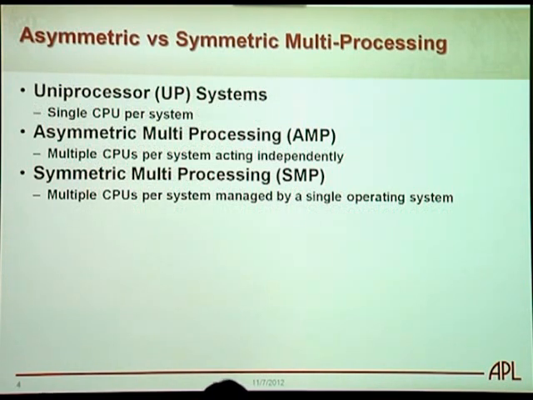Now, what's asymmetric versus symmetric multiprocessing? Well, a traditional single-core system would be a uniprocessor system, or UP if you're looking at VxWorks documentation. Asymmetric multiprocessing is where on a multi-core system, each core operates as an independent system with a completely separate operating system, whereas in symmetric multiprocessing, the whole system works in unison so that there's one operating system controlling all the cores.